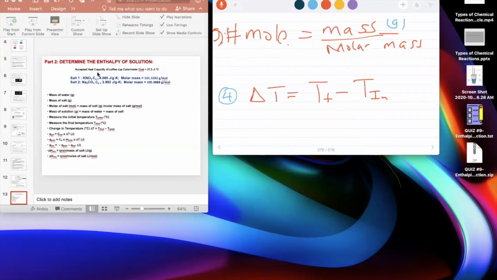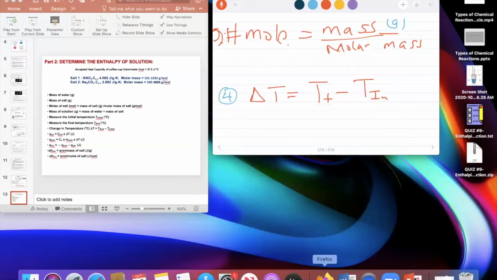Whoever shared this PowerPoint slide, I'm going to share it again with the information for mass of H2O, mass of the salt 1, salt 2, in order to plug in the information. This is for line 4. Change in temperature is T final minus T initial. You need to take note of the initial and final. So this is line 4.